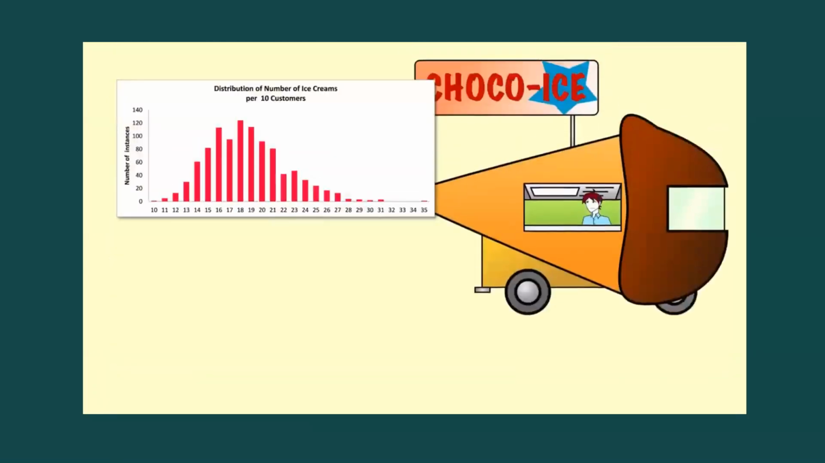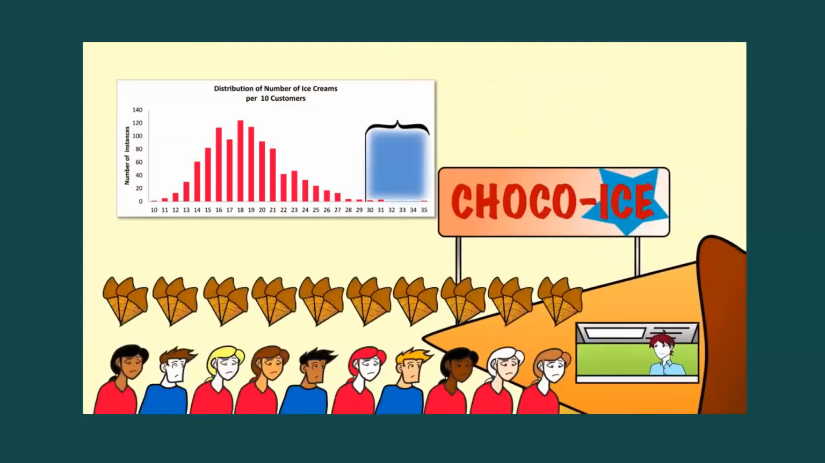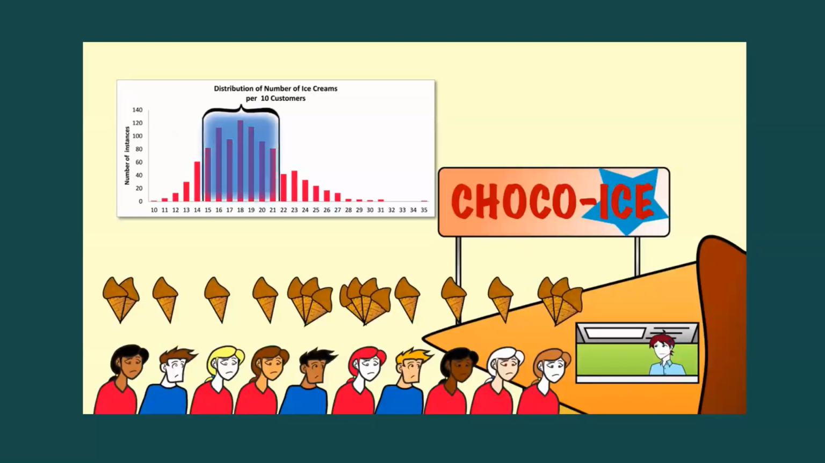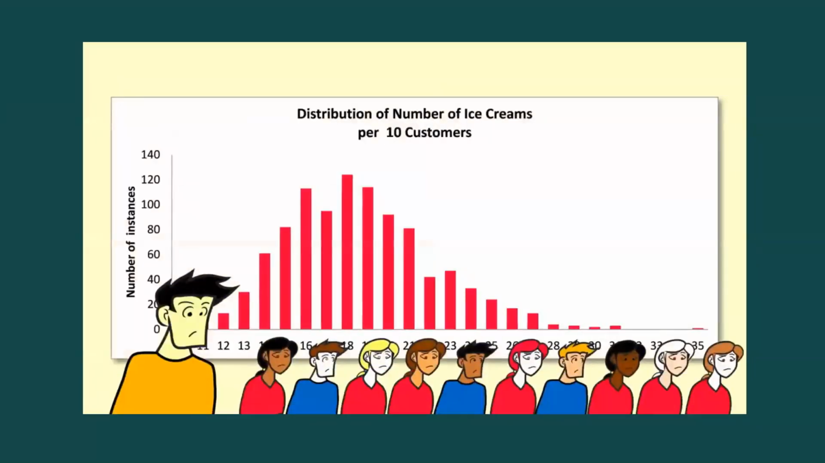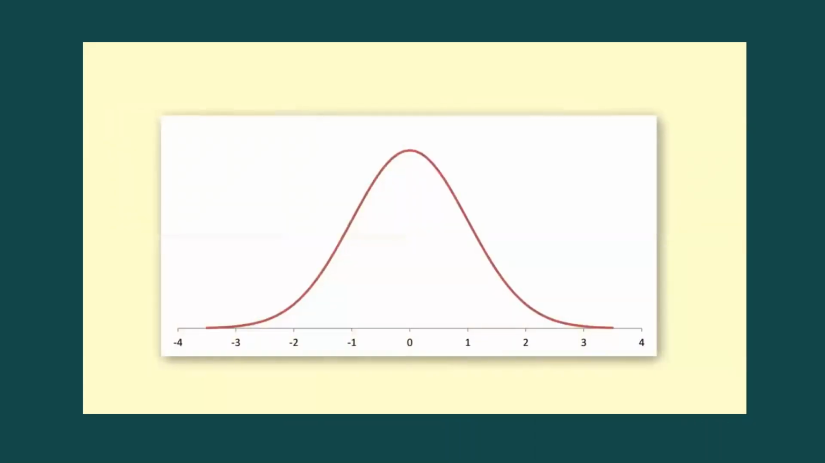For 10 customers to order a total of 30 or more ice creams, they would all need to order about 3 ice creams each, which is pretty unlikely. Similarly, it is pretty unlikely that all 10 people will order just 1 ice cream for a total of 10. Most of the time, the values will be much less extreme. So, even though the distribution for each individual customer is nothing like the normal, once we add even 10 customers together, the resultant distribution closely resembles the normal distribution. That is why the normal distribution is so useful.